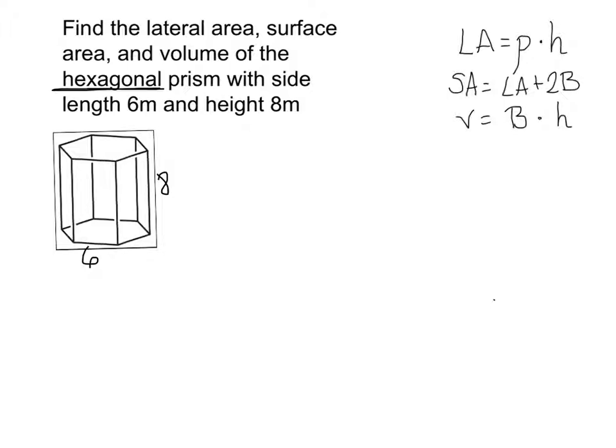So for lateral area, I need the perimeter of the base times the height. So first I'm going to find the perimeter and the height. And I also need the area of the base for surface area and volume. So I'm just going to go ahead and find these three things first.